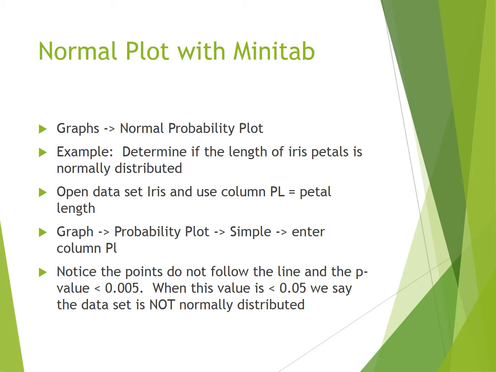Now notice when we do that, the points do not follow the line. And look in the bottom right corner of that graph, and it has something called a p-value, and it says it's less than 0.005. Whenever this p-value is less than 0.05, we say the data is not normally distributed. So you take a look at the pictures, the points do not look like they're following the line. Also, that p-value is less than 0.05, so we would say that the petal length of these irises does not follow a normal distribution.